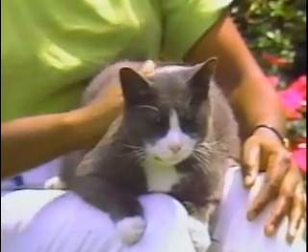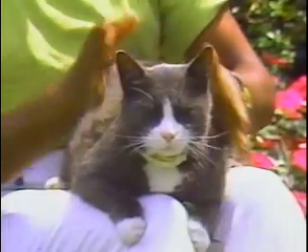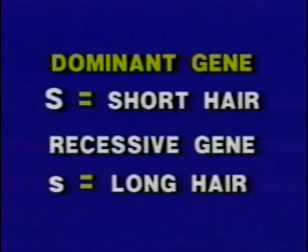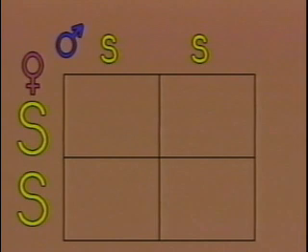Let's try an example. Short hair is dominant over long hair in the domestic cat. The dominant gene, short hair, is represented by a capital S. The recessive gene, long hair, is represented by a small s. What happens when a pure short-haired cat and a pure long-haired cat are mated?